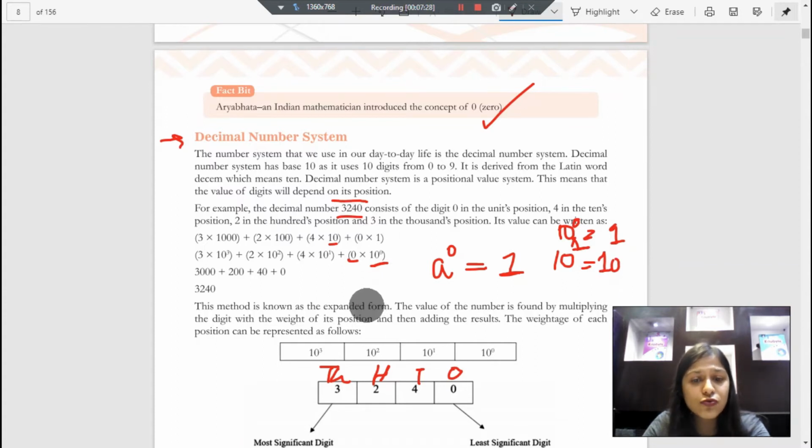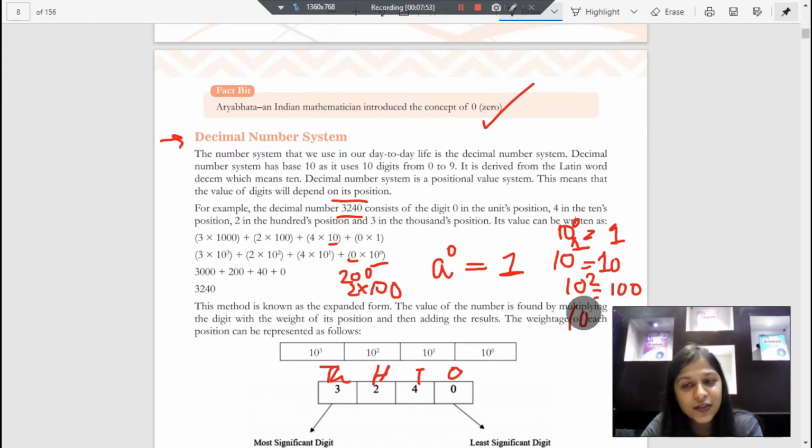Now, what does 200 mean, children? 200 means 2 into 100. And what does 100 mean? 100 means 10 raised to the power 2. So I'll write here again, 10 raised to the power 2 is equal to 100. Right? Now, what does 3000 mean, children? 3000 means 3 into 10 to the power 3. 10 to the power 3 means 1000. Right?